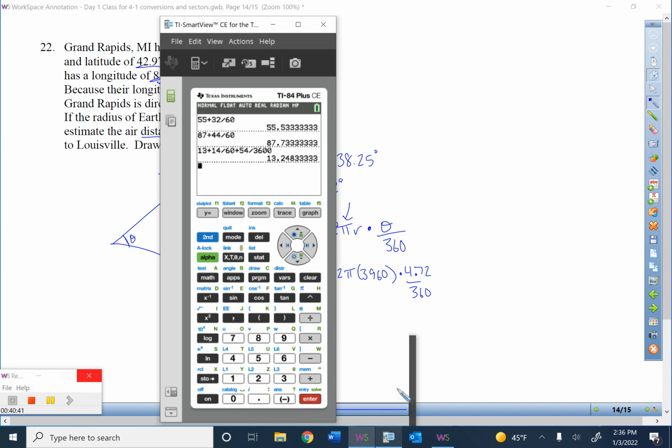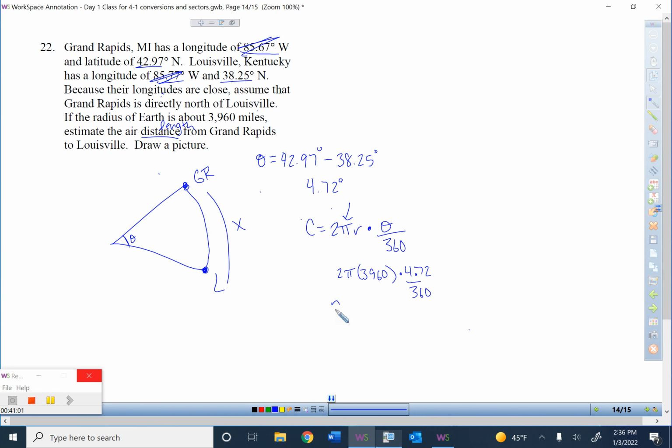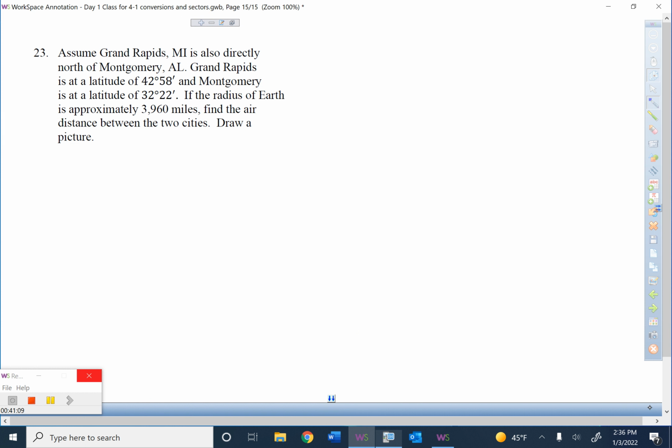So in your calculator, all in one go, 2 pi times 3960, and then times our 4.72 divided by 360 for a final answer of about 326 miles. That's it. We reviewed that decimal degrees because sometimes, like here, they don't give you the longitude and latitude in decimal degrees to start with. They give it to you in a more common measurement for navigation, and that's the minutes and seconds.